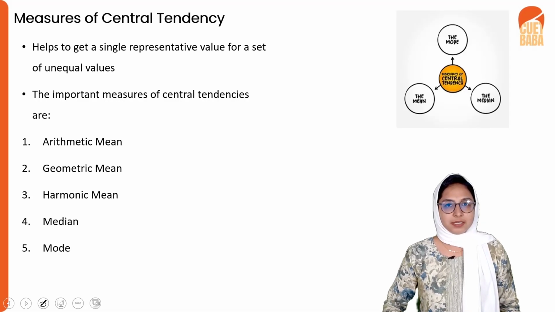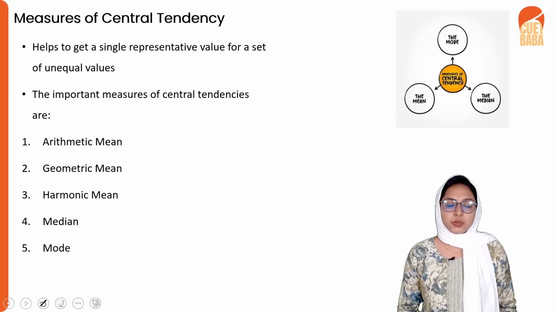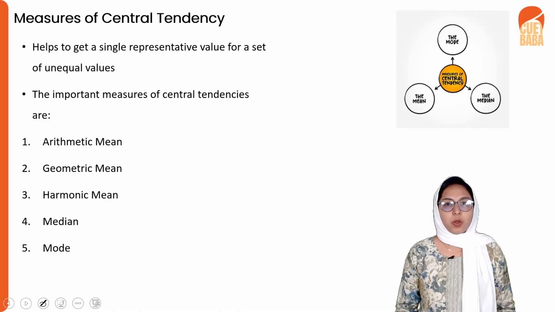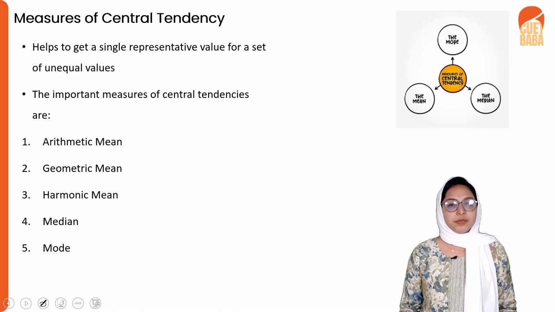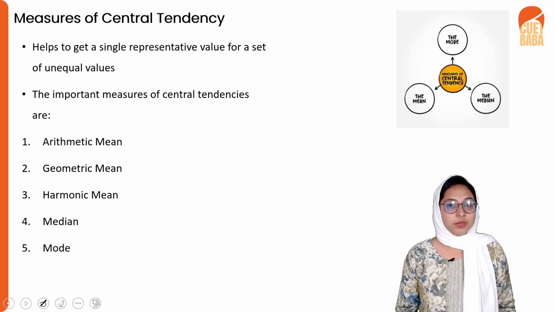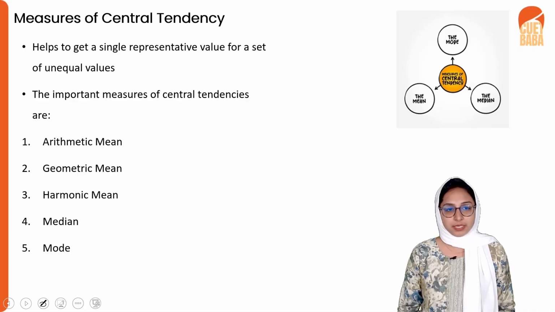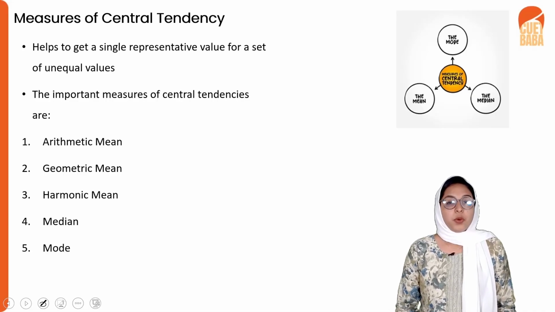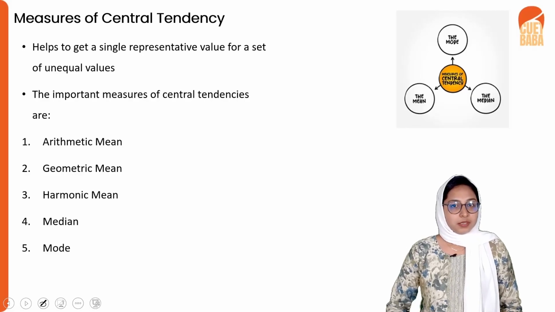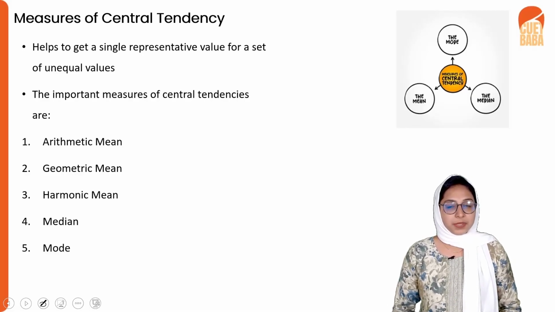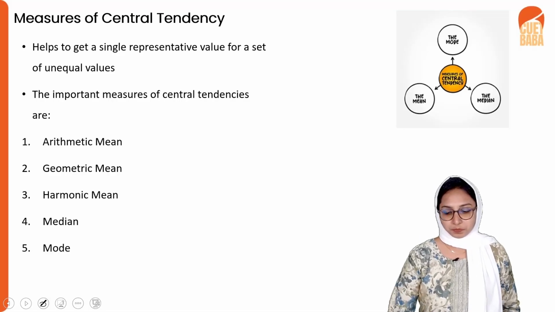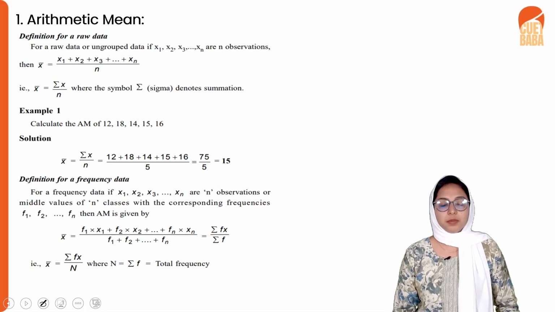Measures of central tendency. When we have data which is too big and we need to represent its average or some properties of the data, we use measures of central tendency. That is, we calculate a single value which can represent all the properties of the data. The important measures of central tendency that we are going to discuss here are arithmetic mean, geometric mean, harmonic mean, median, and mode. The first one, arithmetic mean.